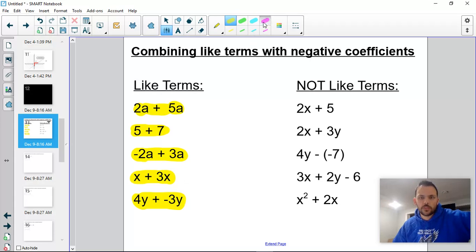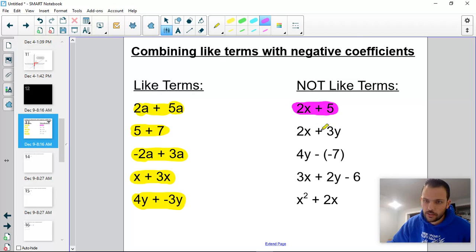Now over here on the other side, let's look at some terms that are not like, things we cannot combine. We have 2x plus 5. This one has an x, this one does not. Those are not like terms. This one has a variable, this one does not. We cannot combine those. This is already simplified.